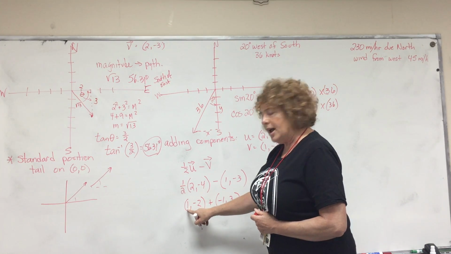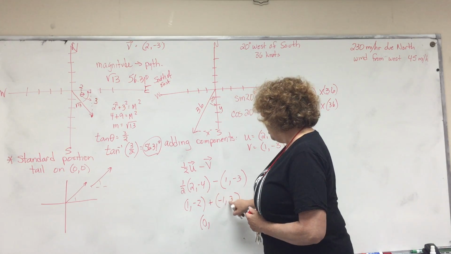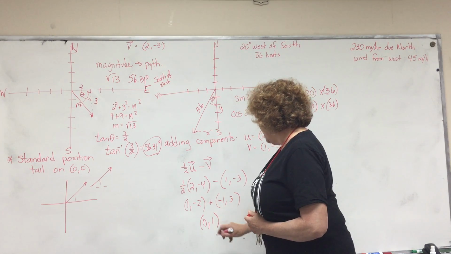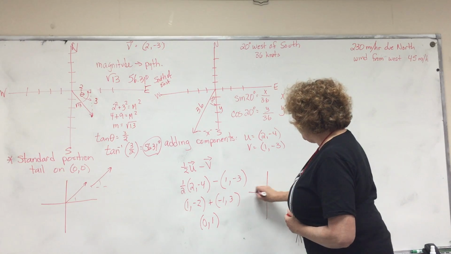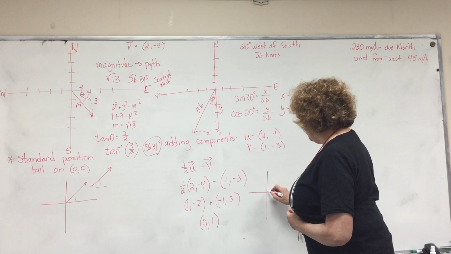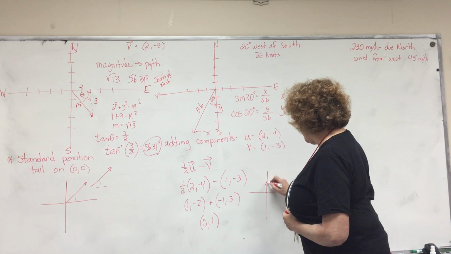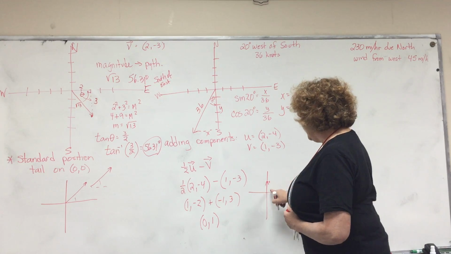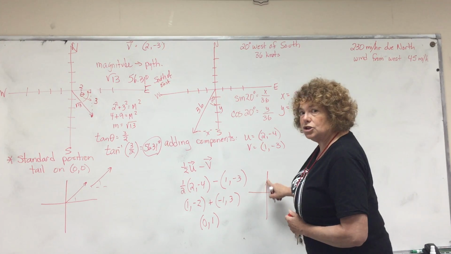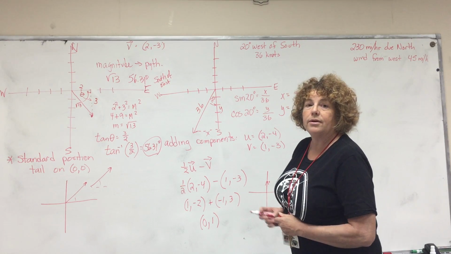Then you just add your x's. 1 plus -1 is 0. -2 and 3 is 1. So our resultant vector components are 0, 1. And so 0 on the x-axis, 1 on the y-axis. So you can see the magnitude of this is just 1 at 90 degrees, or 1 due north. Okay?